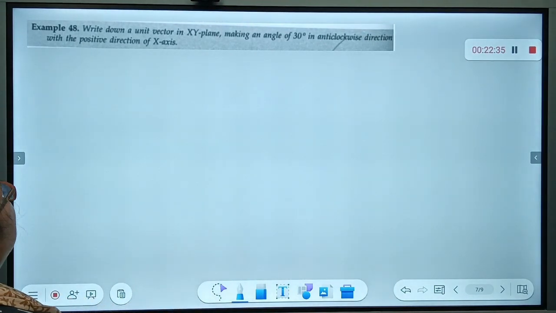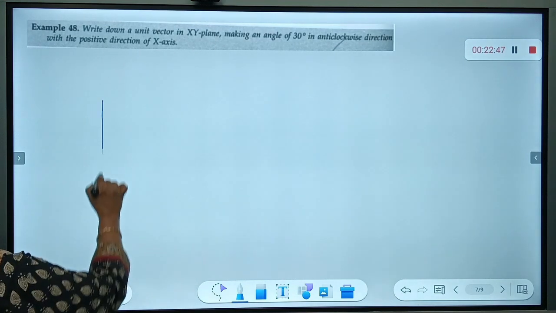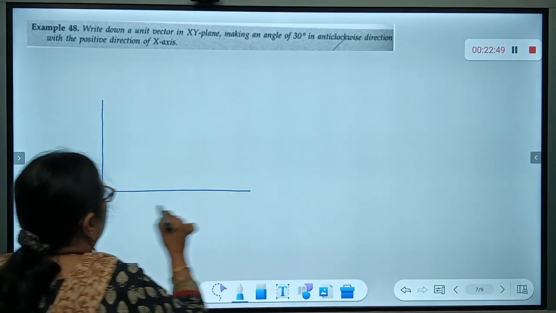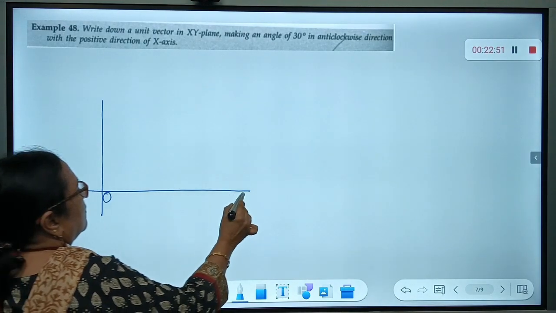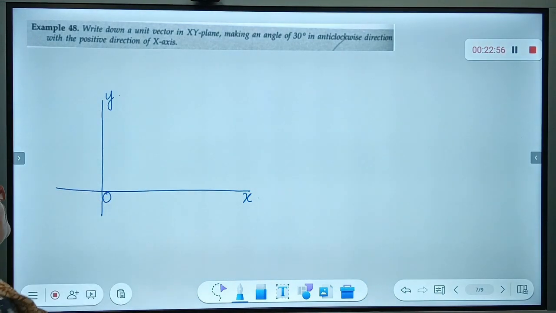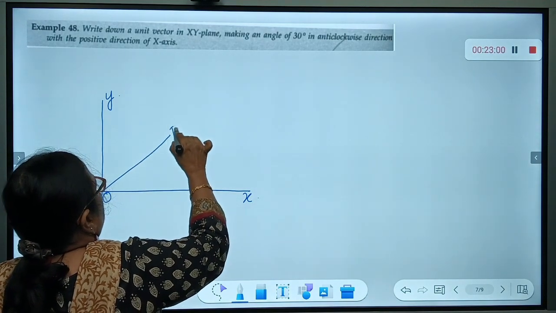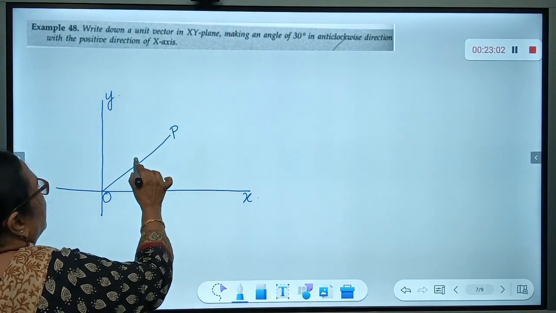Now you have to write down a unit vector in the xy plane making an angle of 30 degrees in the anti-clockwise direction with the positive direction of x-axis. So you have a unit vector in the xy plane. Let OP vector be a unit vector.